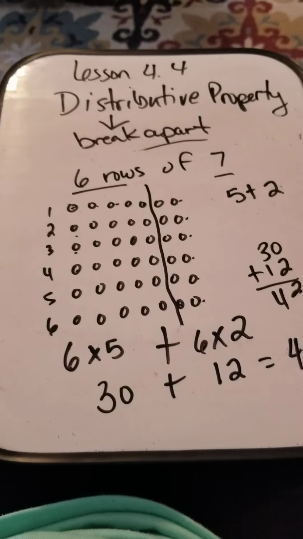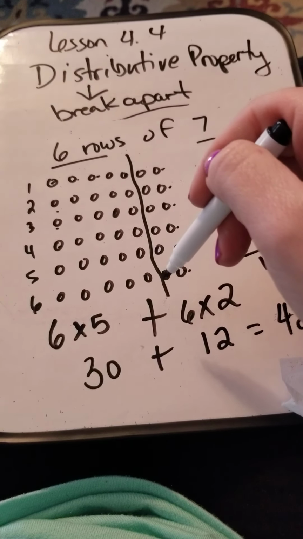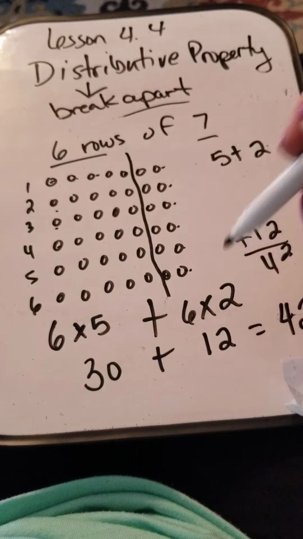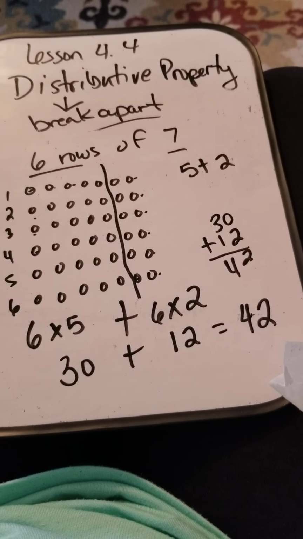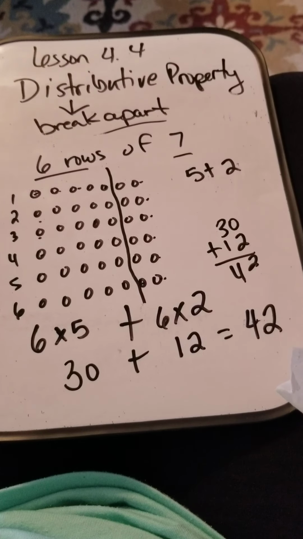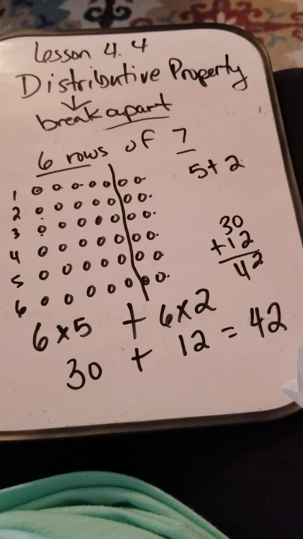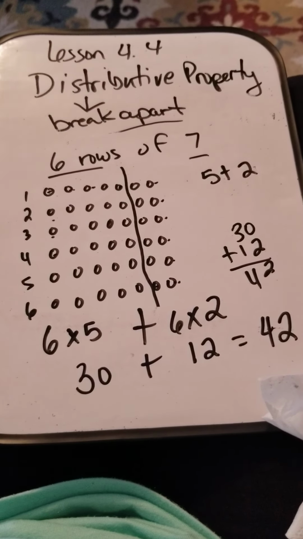Okay? So we took that big array with 7 and we split it into 2 of them with numbers that are easier to multiply with, okay? You'll actually use this same video for today's lesson and tomorrow's lesson, okay? So go back and watch it again tomorrow.